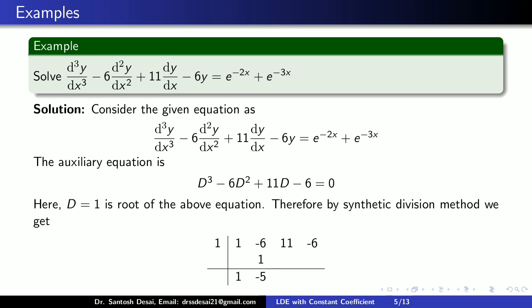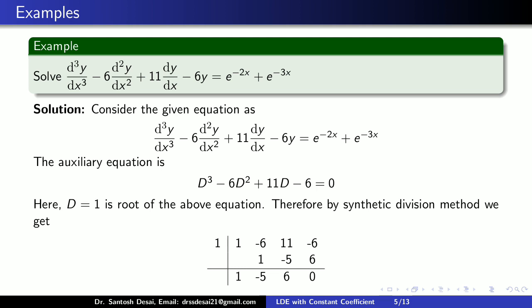Again multiply root 1 and this minus 5, so it is minus 5. Write down below the 11, it is minus 5. Adding these, we get 6. Again multiply 1 into 6 and write down below the minus 6, so it is plus 6. Adding these, we get 0. Now this is the procedure for the synthetic division method.